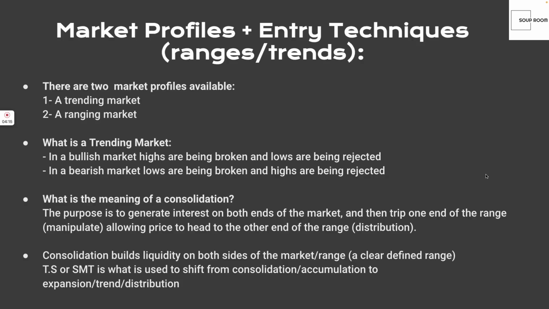Consolidation builds liquidity on both sides of the market. A clear, defined range. Turtle soup or SMT is what is used to shift from consolidation to expansion. That is important to understand. We can only go from consolidation to expansion once a turtle soup or SMT has formed. At the end of every consolidation or range, there will always be a turtle soup or an SMT. Study it.